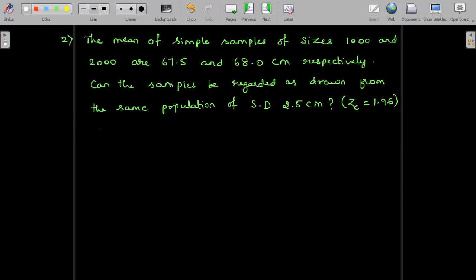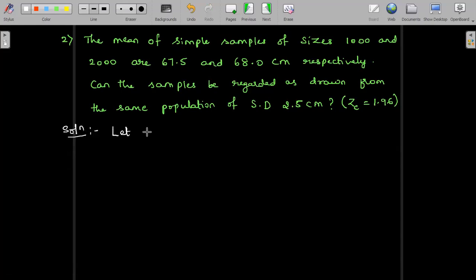So we should assume the hypothesis H naught as the samples are drawn from the same population of standard deviation 2.5 centimeter. Assuming the hypothesis H naught, we can analyze the given data and we can easily find out the Z value and check whether the hypothesis is accepted or rejected. Right, let us see the solution now.